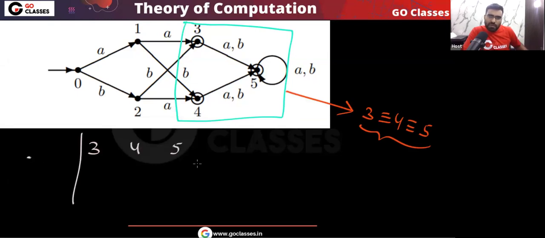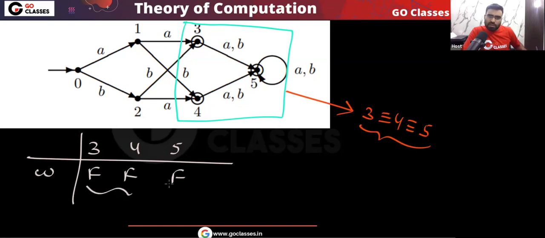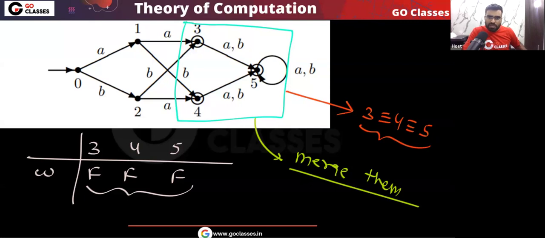Whatever string you take, this will go to final, this will go to final, this will go to final. Do you agree? States 3, 4, 5, on every string, they will go to final. So I can say 3, 4, 5 are equivalent. So remember, we can merge them. Instead of these, we will get a single state.